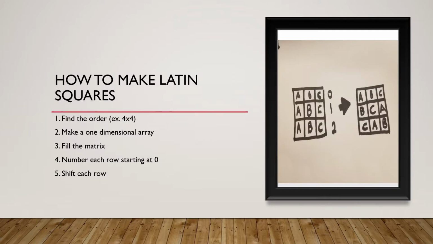To know how to design a Latin square, first you must find the order of the matrix. This can depend on many different independent variables being tested. If there are 4 independent variables being tested, then the Latin square will be a 4 by 4.